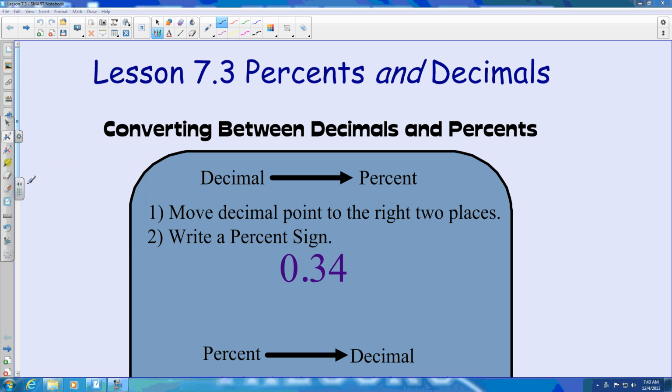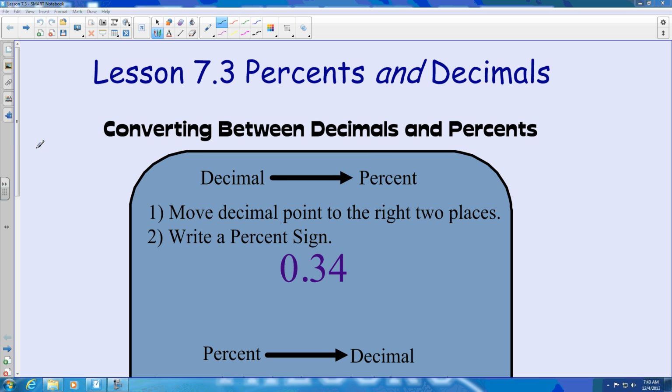Okay, we're in section 7.3 where we're going to talk about percents and decimals. When we're dealing with decimals and percents, it's about being able to convert one unit to another. So today we're going to be able to convert decimals to percents and also percents to decimals.